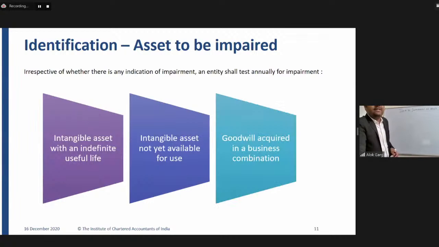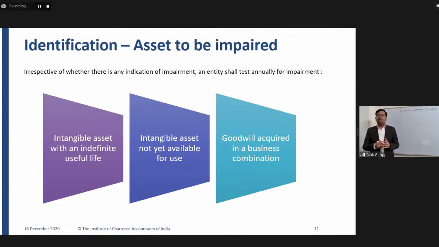We discussed 3 exceptions. One is intangible asset with an indefinite useful life, intangible asset not yet available for use, and goodwill acquired in a business combination. These are the 3 assets where you are not required to wait for the indicator of impairment. Rather, you have to perform an annual impairment exercise mandatorily.